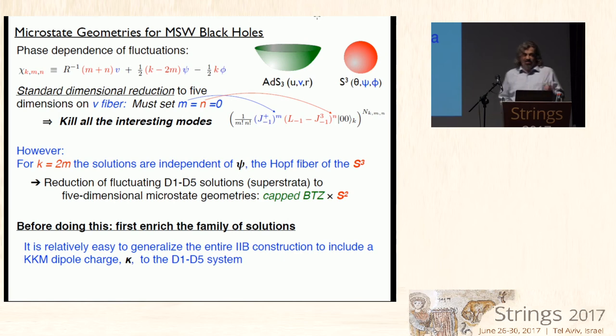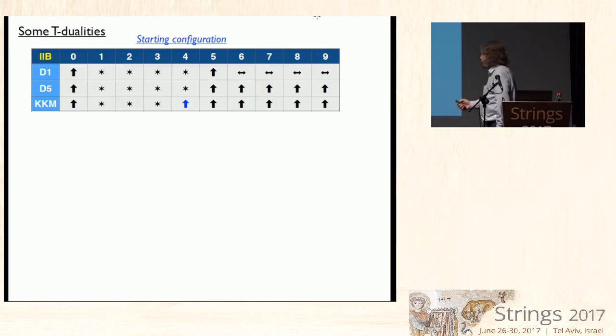And there's a trick which involves just a technical addition to the D1, D5 thing. You can actually relatively easily add a KK monopole dipole charge. I never know how to say it. KK dipole charge. Monopole dipole sounds rather strange. Anyway, by orbifolding, you can add an arbitrary KKM charge to this thing. And then you do that, and you get this geometry. So this is the D1, D5. I orbifold and I get another KKM charge.